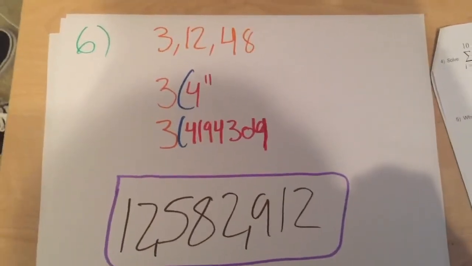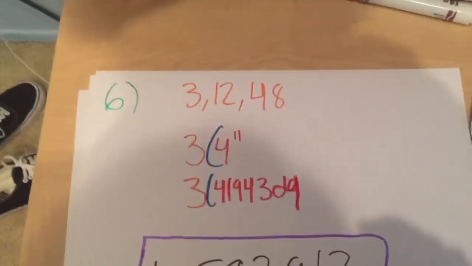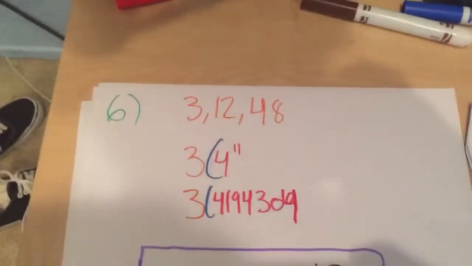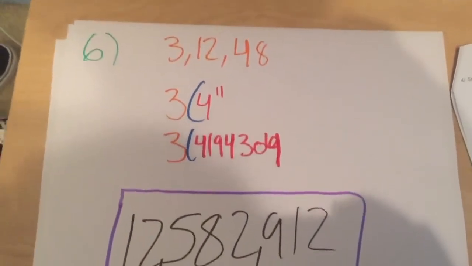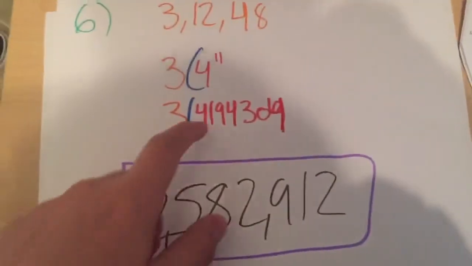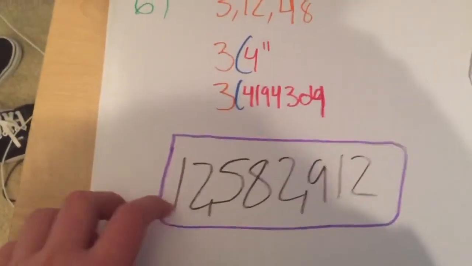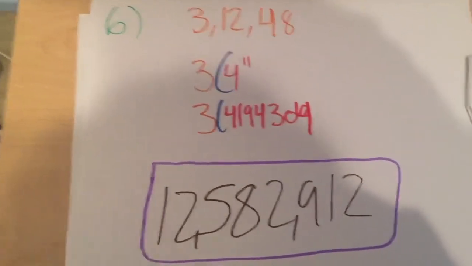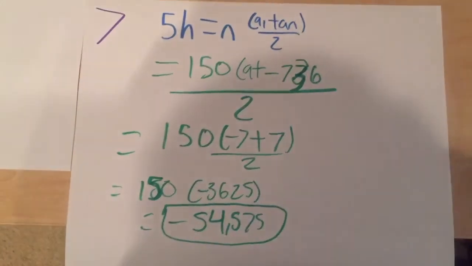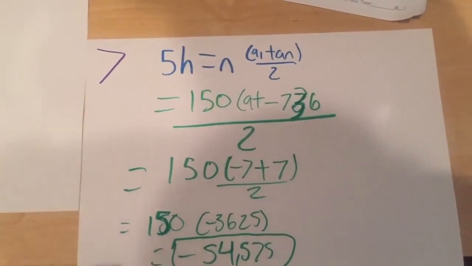Okay, so in this problem, we're finding the 12th term. And what I did is I just took the 3 and I saw it there getting multiplied, and I put that to the 11th power. And from there, I multiplied it and got this. And then when I multiplied that, I got 12,582,912.